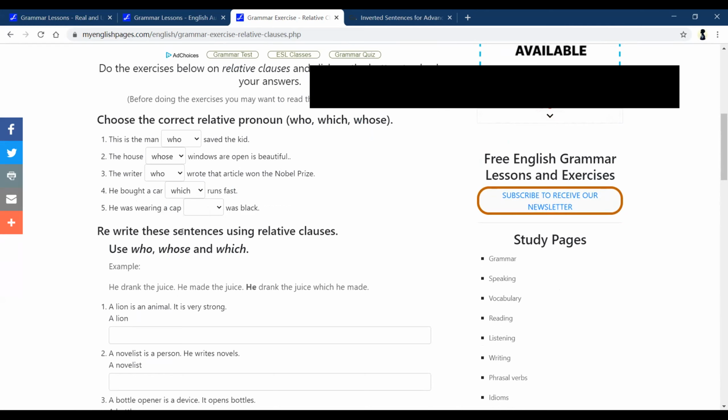You can split it to he bought a car and the car runs fast. So for the fifth one, he was wearing a cap, blah blah blah was black. And we can probably assume that it is saying that he's wearing a cap, and a cap was black. So it's almost the same with the previous one. It should be which.